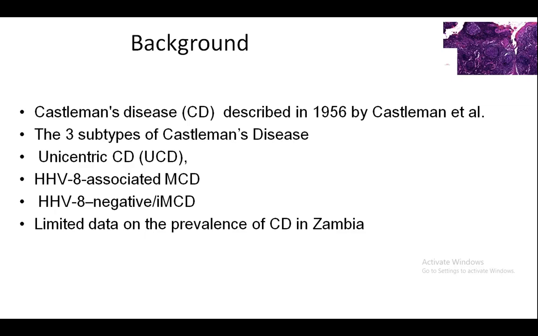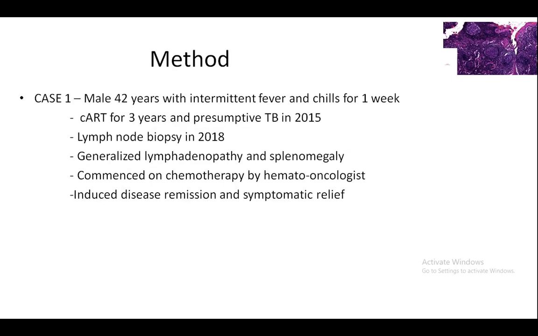There is limited data on the prevalence of the disease in Zambia, so that's why we decided to bring this presentation. For the United States, they mentioned that they see about 77,000 cases of Castleman's disease per annum. So this is a case series, as I mentioned. I'll present 3 cases. 2 are HHV8 positive, and 1 is actually HHV8 negative and also HIV non-reactive.